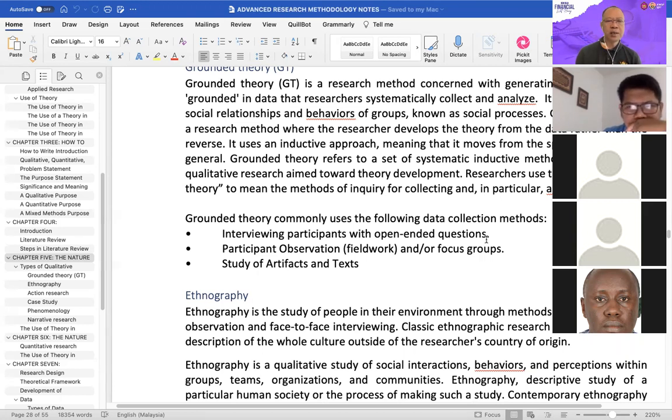The second method is participant observation. Participant observation is when the researcher locates himself and participates with the respondents without the respondents knowing that he or she is actually doing research, right?